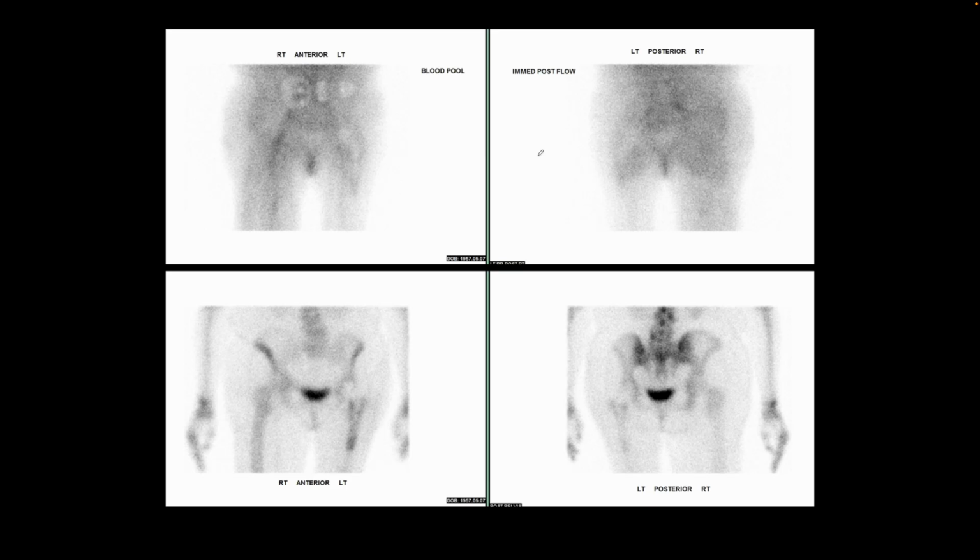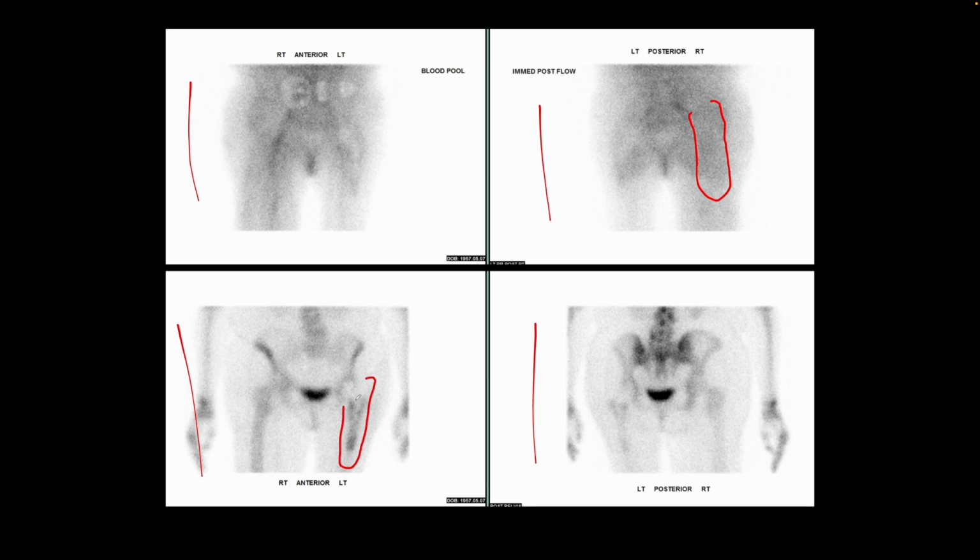These are images from a 3-phase bone scan. We are looking at blood pool anterior image of the pelvis, blood pool posterior image, and then a delayed anterior and posterior image. And on the delayed image, we find that there is increased periprosthetic uptake.